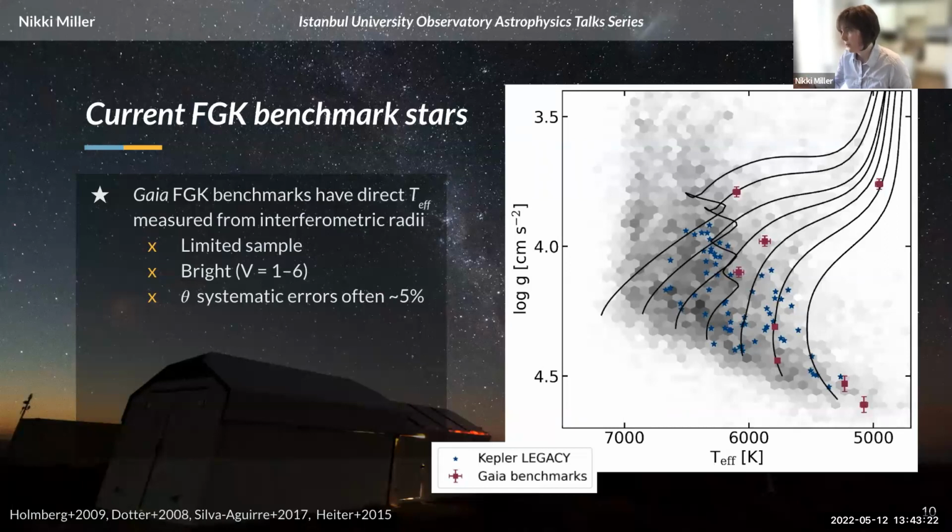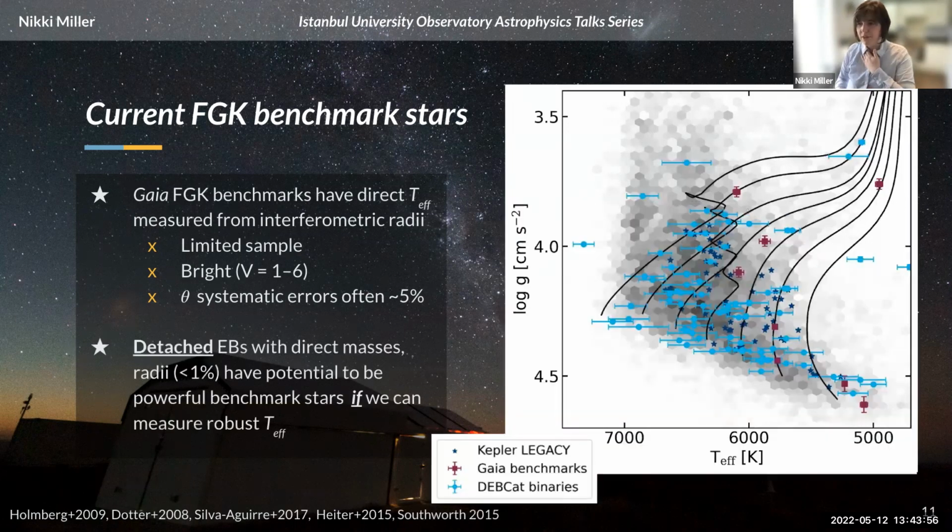So this plot here I've got on the right, you'll see a few versions of this as I go through my talk. This shows again the GCS sample as the hexagons as a sort of density plot. On top we have the Gaia benchmarks in purple, and we also have the Kepler legacy sample. So these are stars where they have detailed astroseismology. So if we want to, for example, test astroseismology scaling relations, it would be very useful to have more benchmarks in that regime as well.